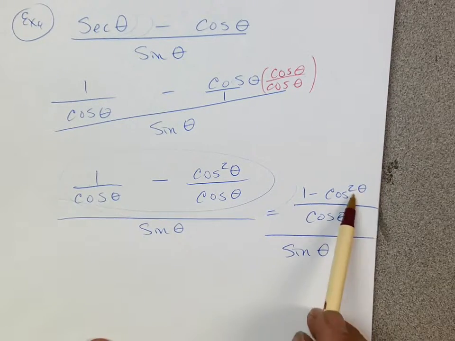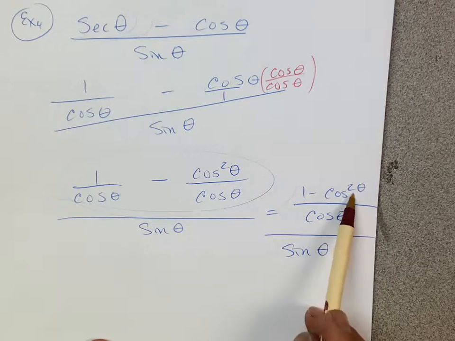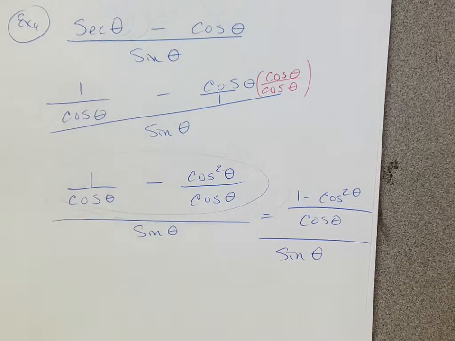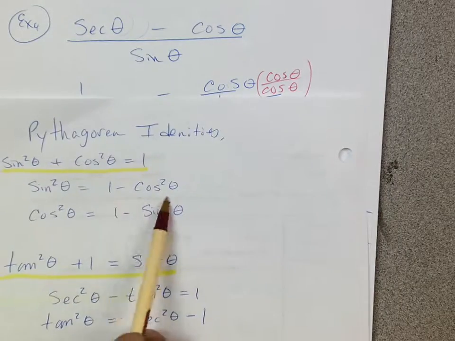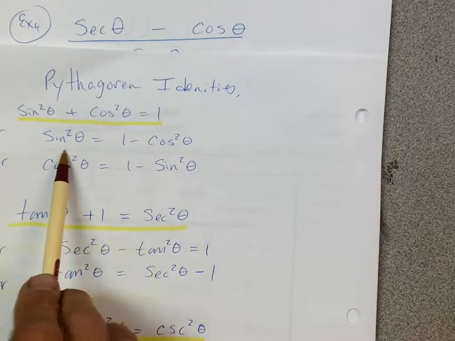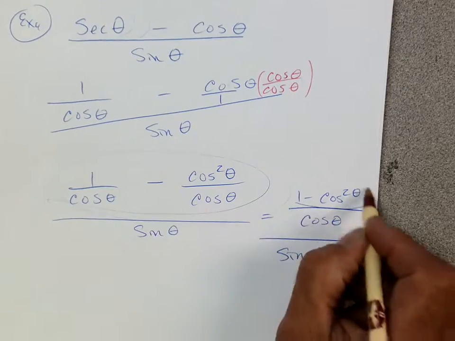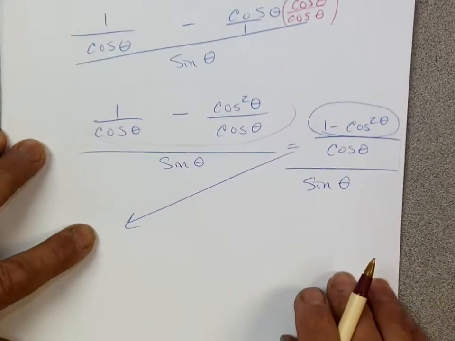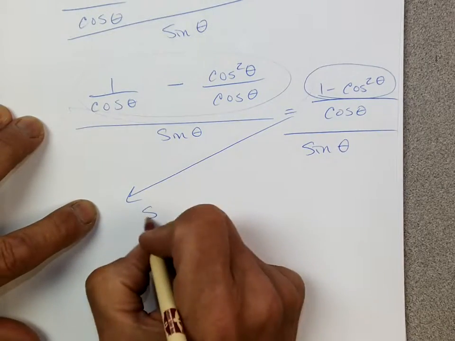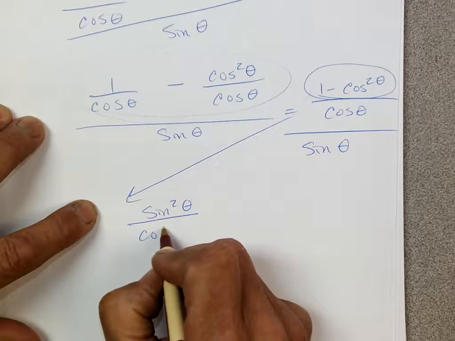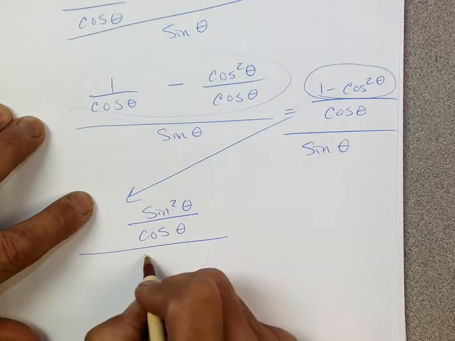Whenever I see a square, I'm thinking I better take a look at my Pythagorean identities. And I'm looking for, oh, here's 1 minus cosine squared right there. 1 minus cosine squared is equal to sine squared. So let's change this expression to sine squared. Let me scoot this whole thing down here. So this becomes sine squared theta over cosine of theta, over sine theta.